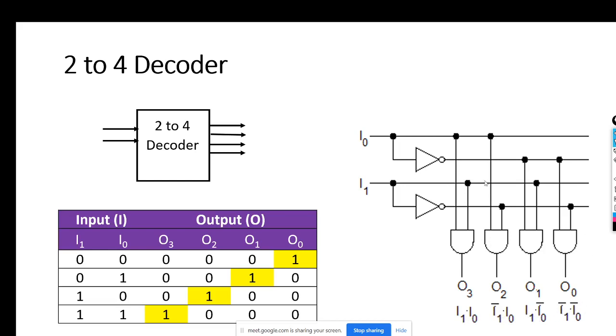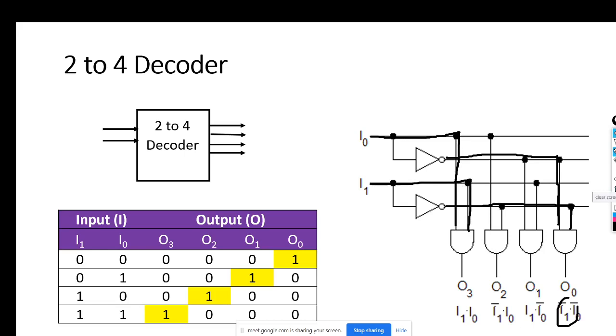I1 bar I0 bar means basically the signal that is coming from the NOT gate here, and here also the NOT gate. So that is I1 bar I0 bar. I0, I1 is the one that is not going through the NOT gate at all. So likewise, you can see that all the possibilities are there.